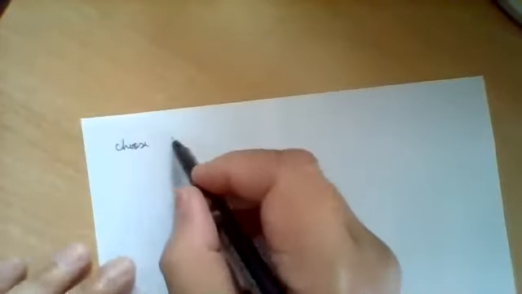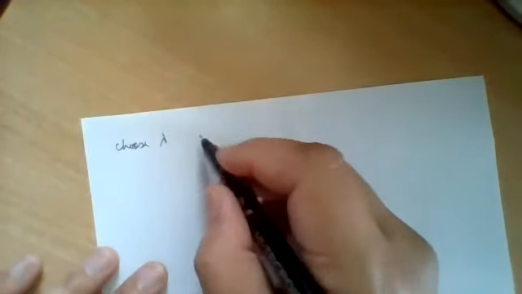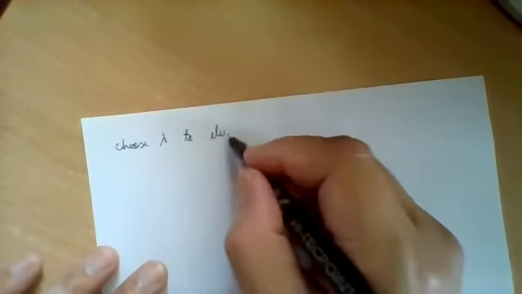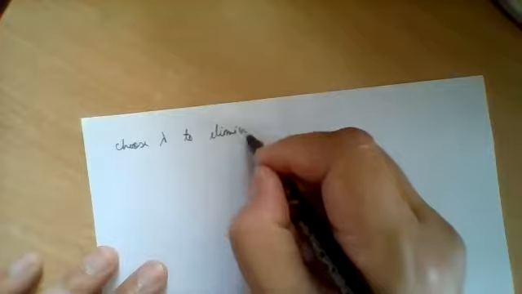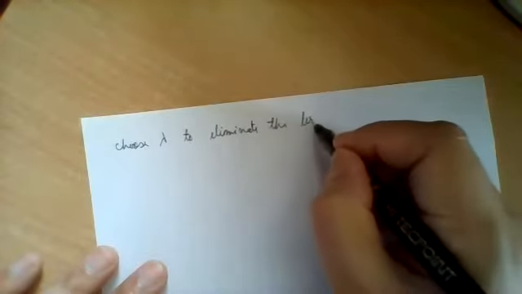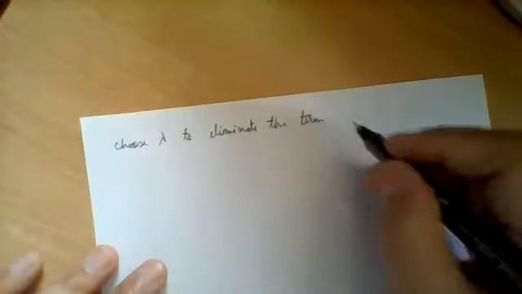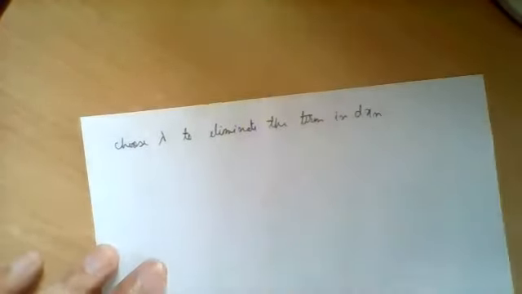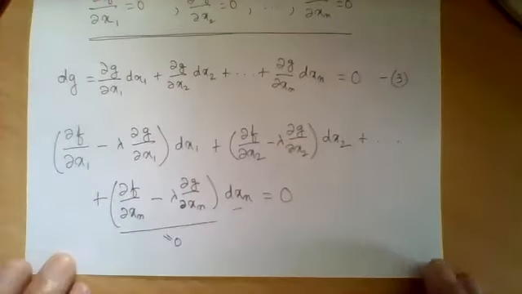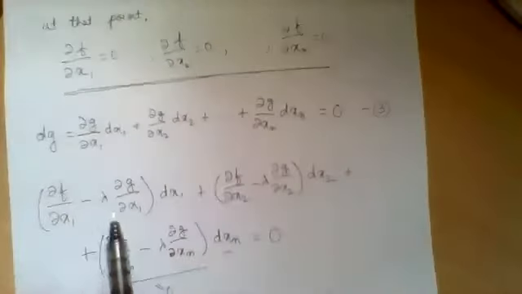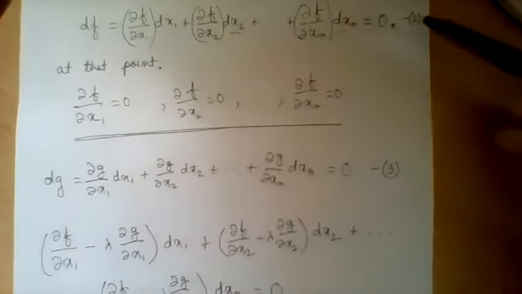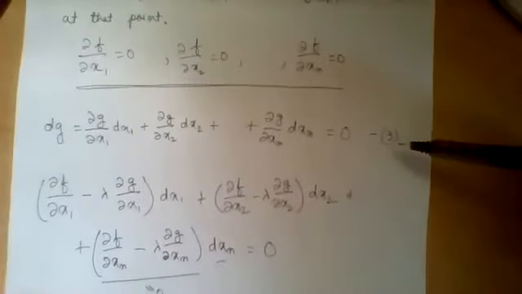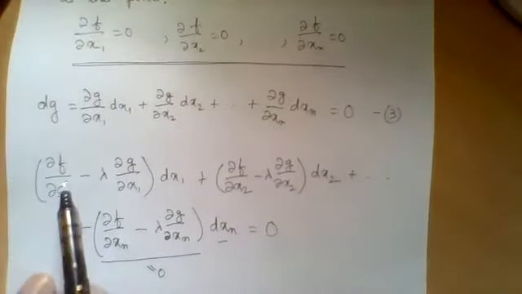So we choose lambda to eliminate the term in dxn. From equation number 2, we have subtracted lambda times equation number 3, and we have obtained this equation.